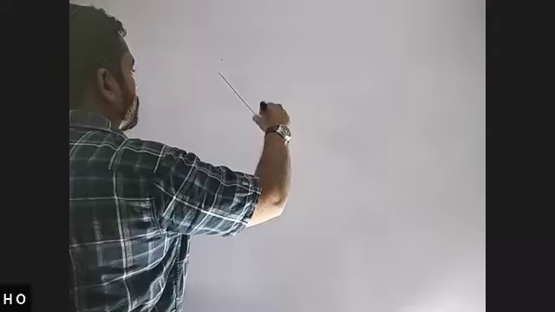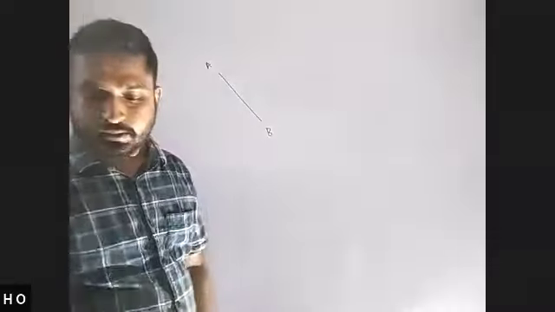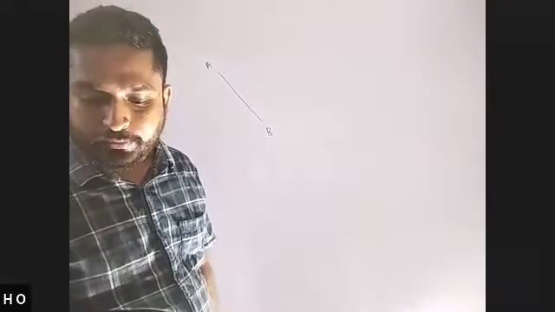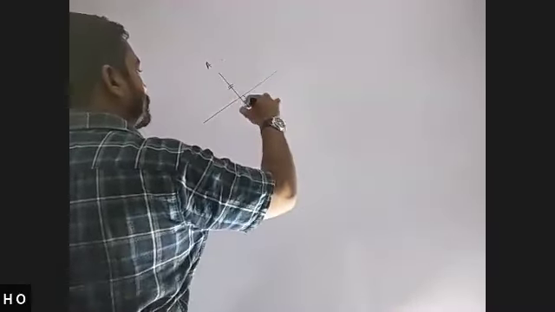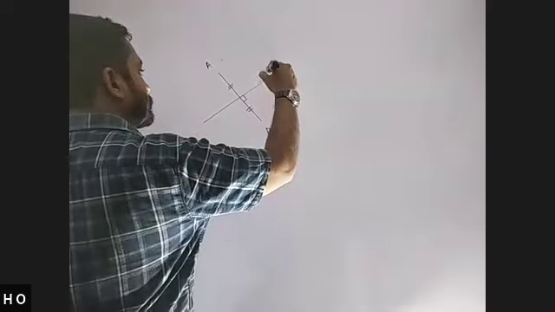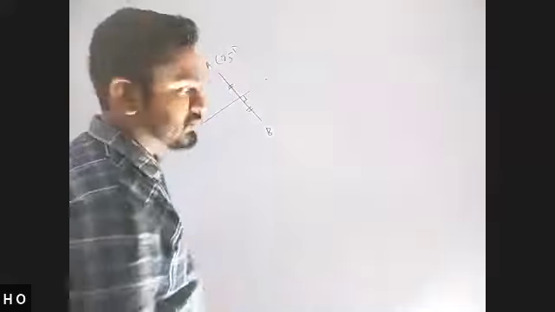Alright. Find the value of t. Let us first find the value of t. So as they say, C lies on the perpendicular bisector of AB. So you know that A is 2, minus 1. B is 4, minus 3.